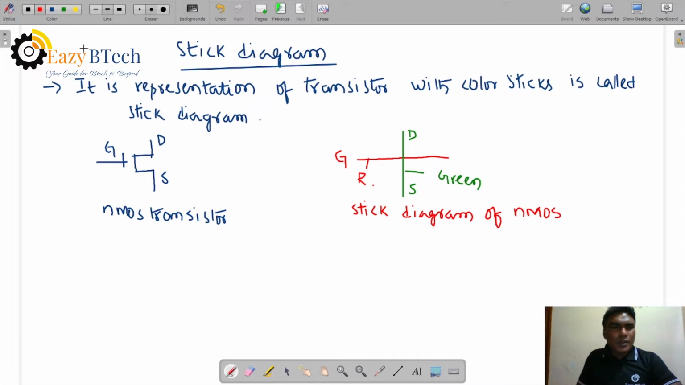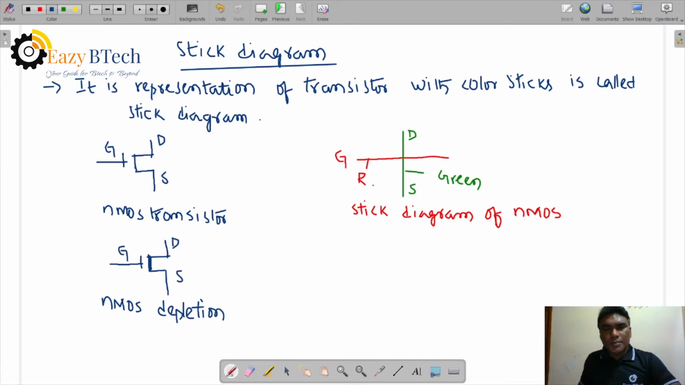Let us see another NMOS transistor, the NMOS depletion mode transistor. How can we represent this NMOS depletion mode transistor? This is the transistor symbol. What is the stick representation? This is NMOS depletion, with gate, drain and source terminals. So what is the stick representation?